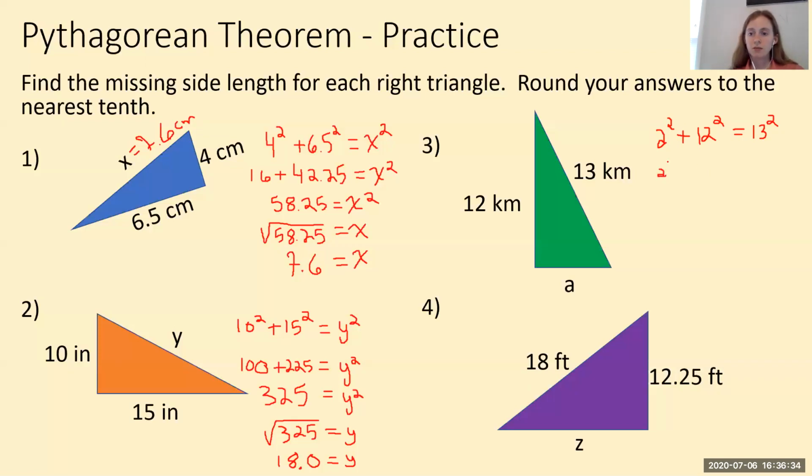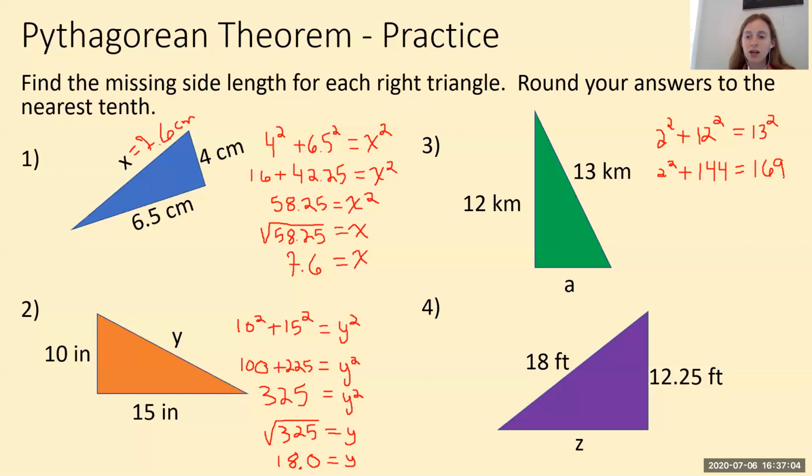I'm going to do the same thing. I'm going to go through and evaluate those exponents. So 12 squared is 144. And 13 squared is 169. Okay, so now we run into where this process is going to be ever so slightly different from our more straightforward problems where we're just solving for the hypotenuse.